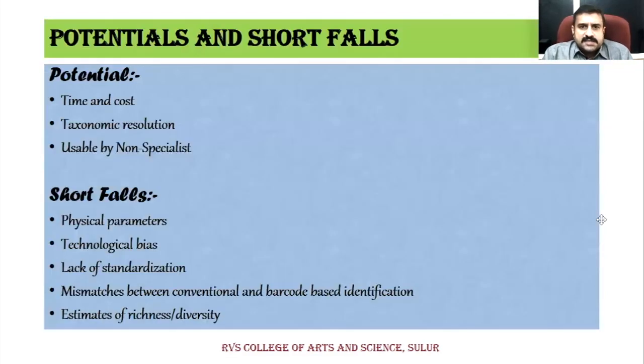So now, potentials and shortfalls. As I committed, the potential is time and cost: it is very quick, and hundreds or thousands of samples can be done within days. Taxonomic resolution means you will be able to identify not only the species but even the strain level, the individual organism level. You will be checking minute variation, especially in the case of prokaryotes, for species identification.